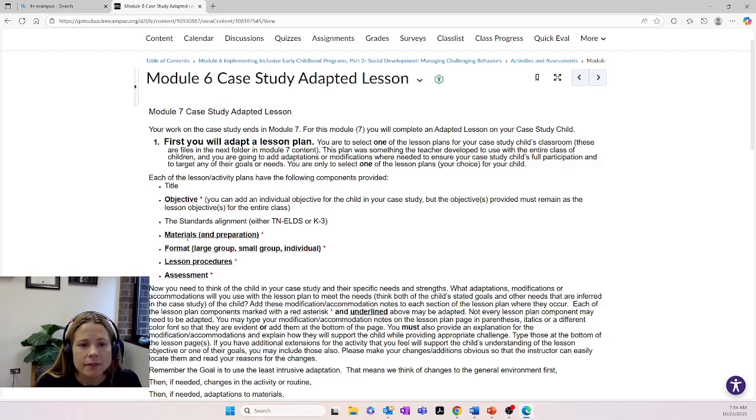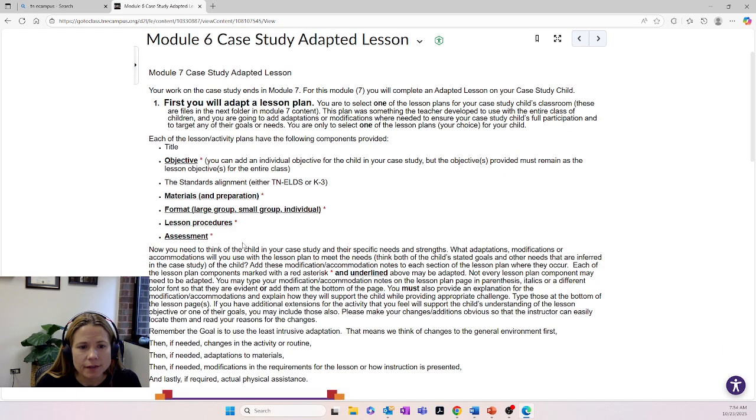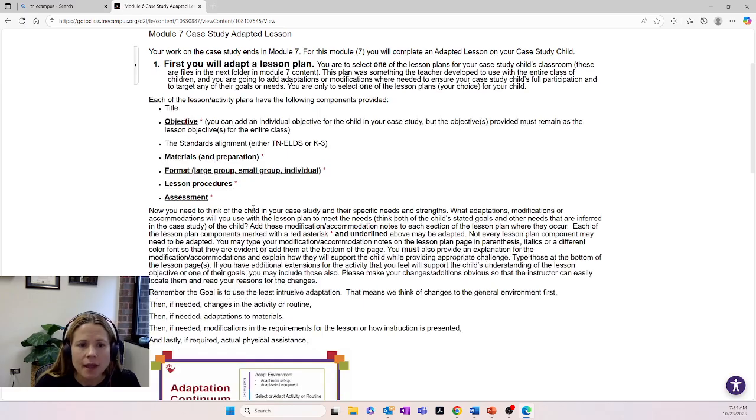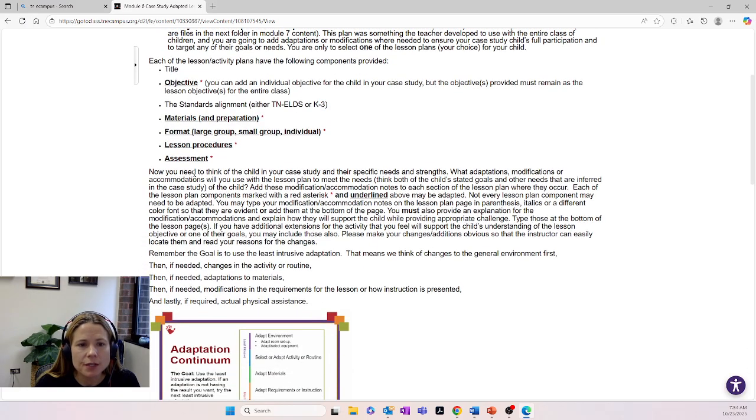Okay. Then you have materials and preparation, and then you have your format, like how it's going to be taught in a large group, small group, or individual. Again, that's going to depend on the lesson you choose. And then what are the lesson procedures, and then how will that child be assessed to know that they met that objective?